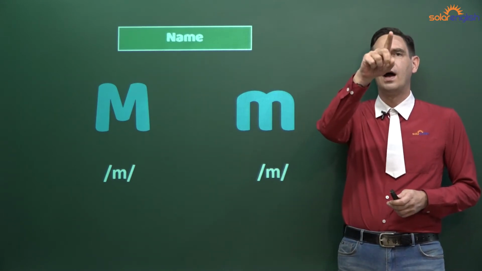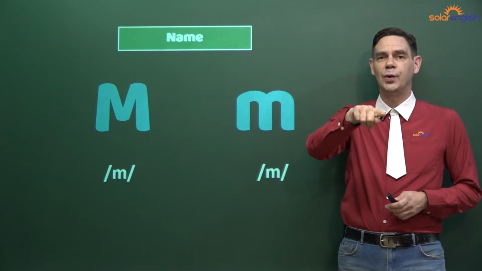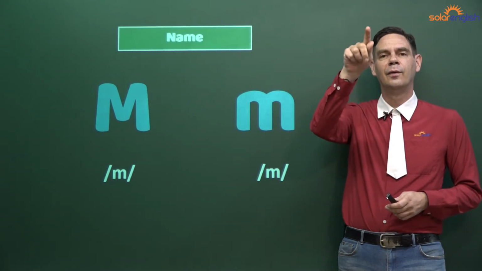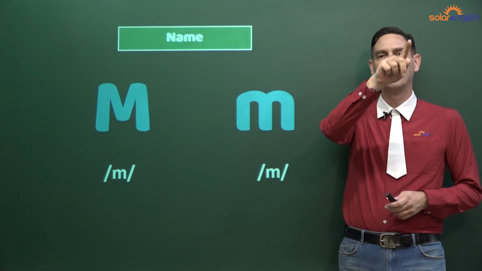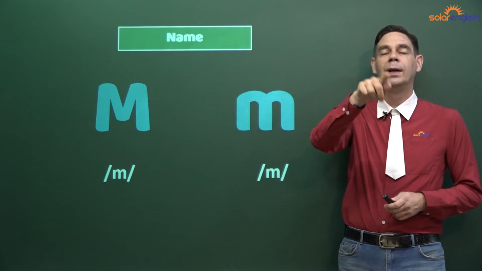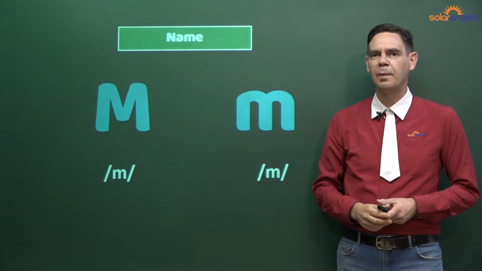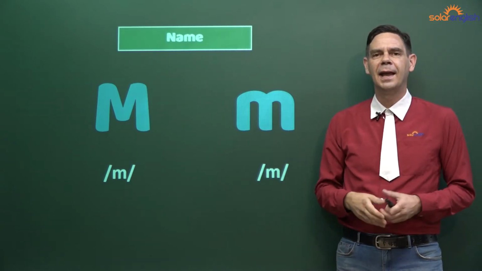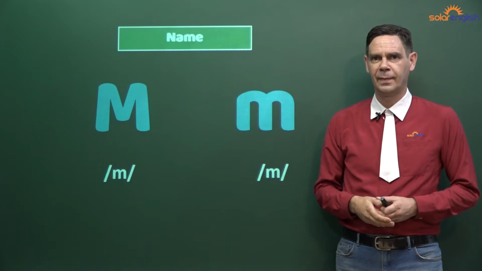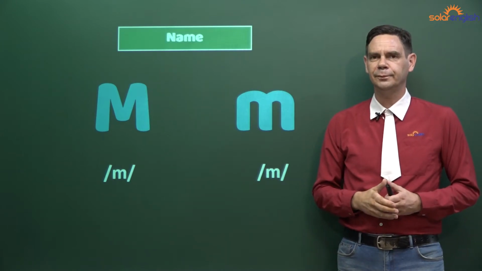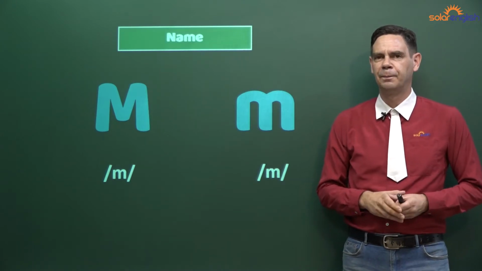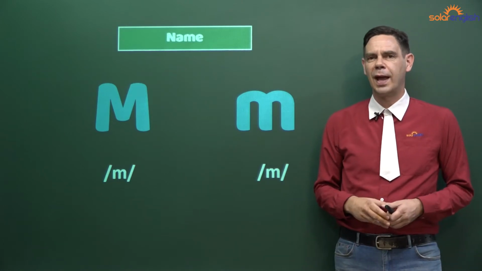So let's go. 1, 2, 3, 4. Excellent. Great job, everyone. Everyone say M. M. Very good. And let's look at the small letter M.